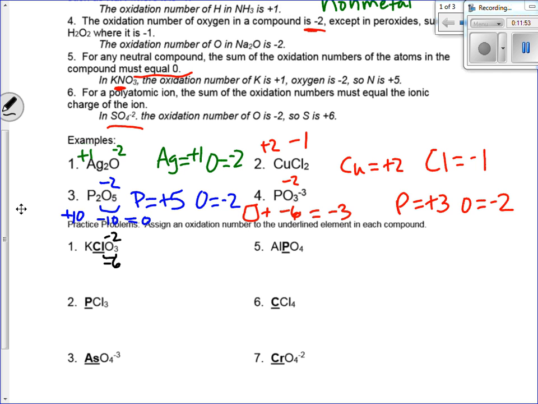But the other element I do know is potassium, because potassium only goes to 1 charge. What charge is potassium? What's its oxidation number always going to be? +1, because it's an alkali metal, right? So this is +1. So something in the middle here has to make it add up to 0. So what is the chlorine's oxidation number going to be in this particular instance? Cl has to be a +5, because +5, +1, -6, that all adds up to 0.